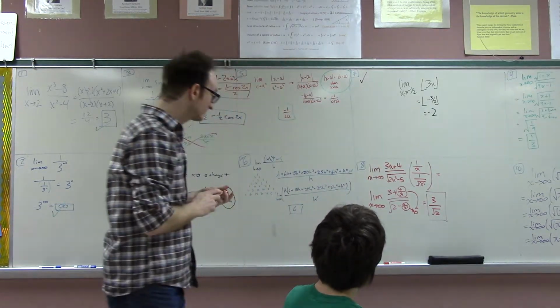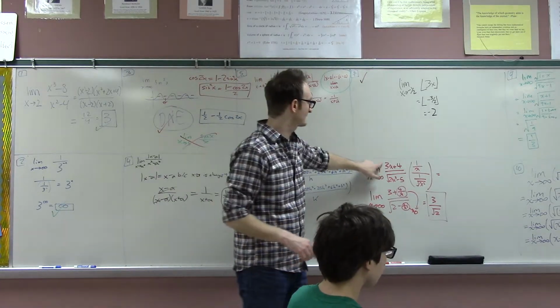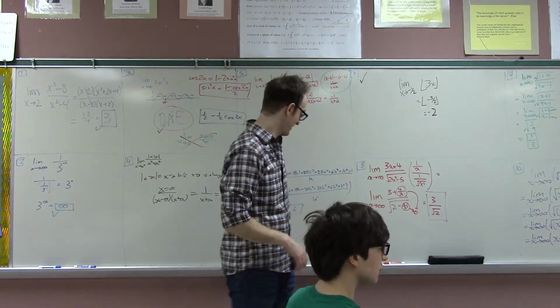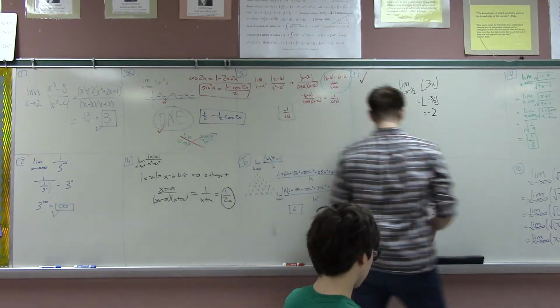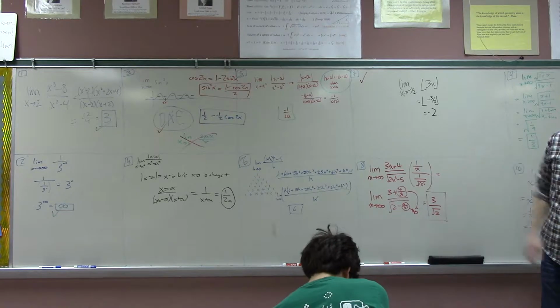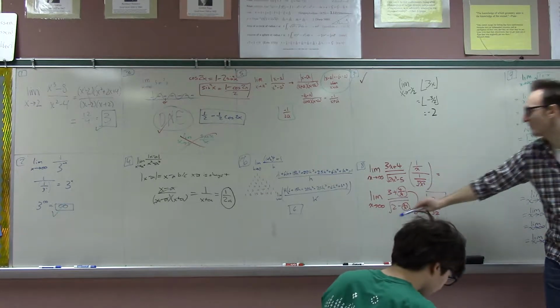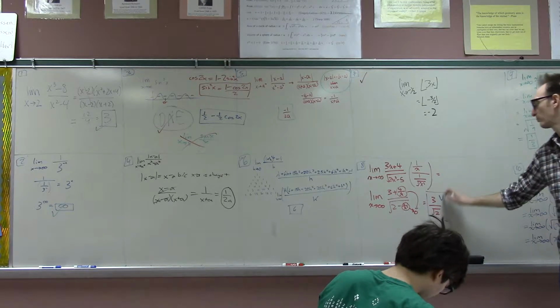Number 8. We're taking the limit as x goes to infinity of 3x plus 4 over root of 2x squared minus 5. Since x is approaching infinity, x is positive, so we divide the top and bottom by x, and we get 3 on the top. Put the 1 over x back in jail, so this becomes 3 over root 2.